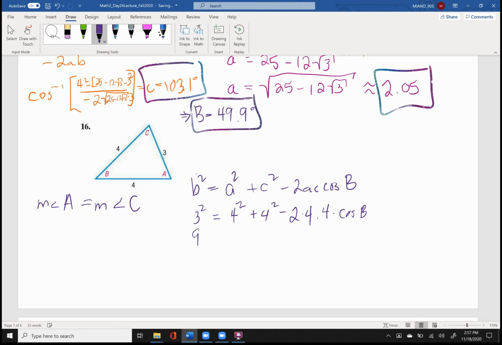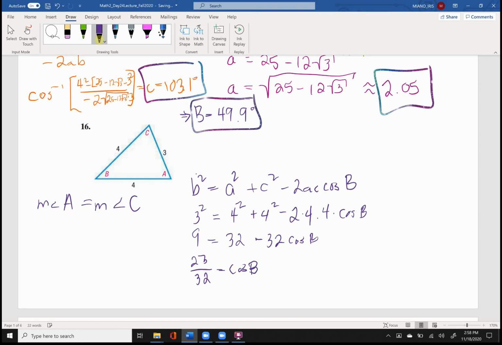Okay, so we'll get 9 equals 16 plus 16 is 32. I'll just go ahead and add those together on the fly. 2 times 4 times 4, that's going to be another 32, if I'm not mistaken, cosine B. Let's subtract 32 from both sides, and then also divide by negative 32. And when you do that, you're going to get negative 23 over 32. So those negative signs will cancel out, and you'll have 23 over 32 equals cosine B.